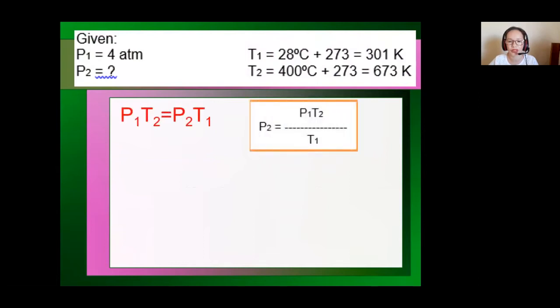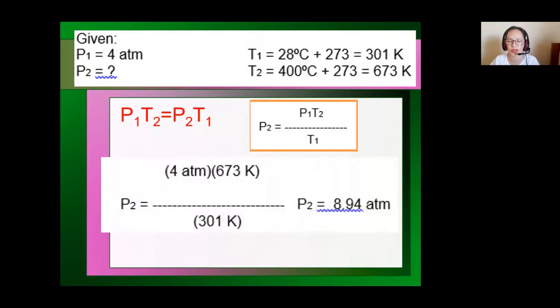From the original formula, we can derive the final pressure as P1, the initial pressure, times T2 over T1. Substitute the values. Now the final pressure is 8.94. From 4 atmospheres, it is now 8.94 atmospheres. So it increases, because the temperature also increases.